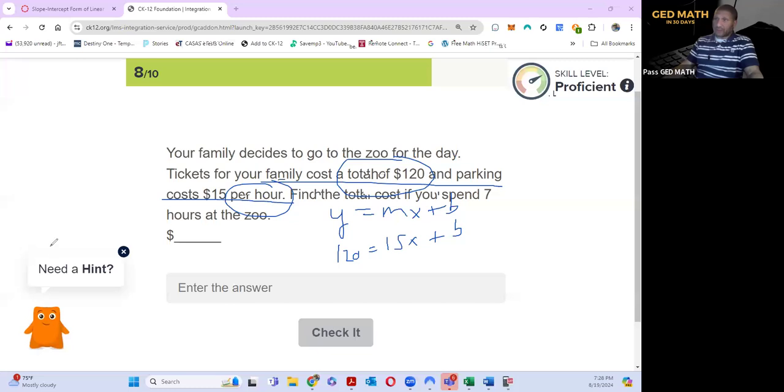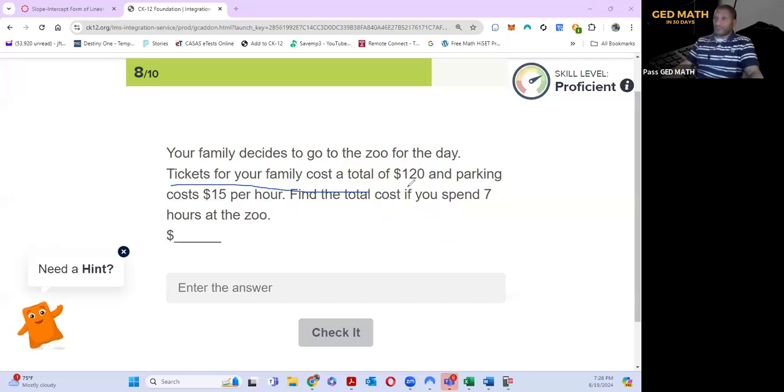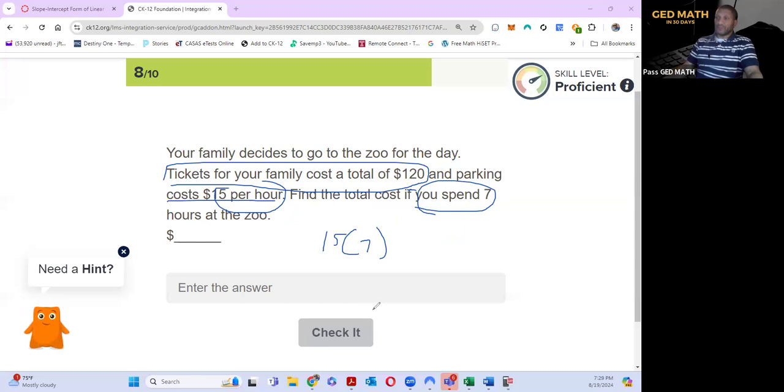So let's start again. Identify your givens. Parking is $15 per hour. Find a total cost as you spend 7 hours. So $15 per hour. How many hours did we spend? 7. Hold on. 7 hours, right? That's the parking. Everybody understand that? You paid 120. Got me? Yes.